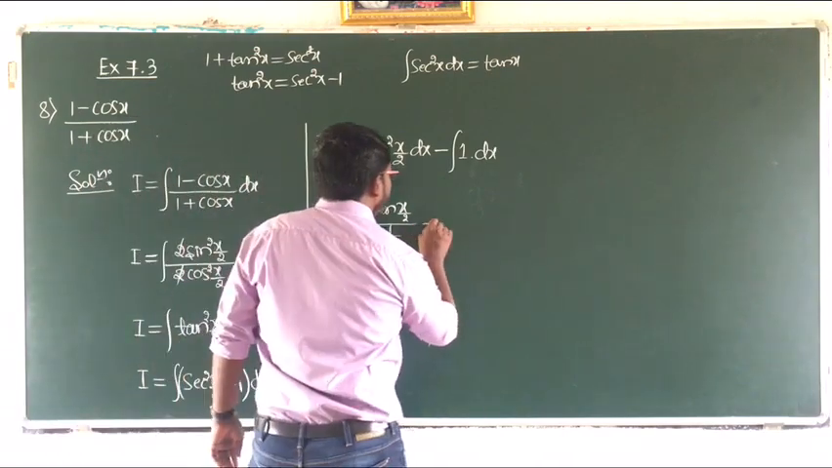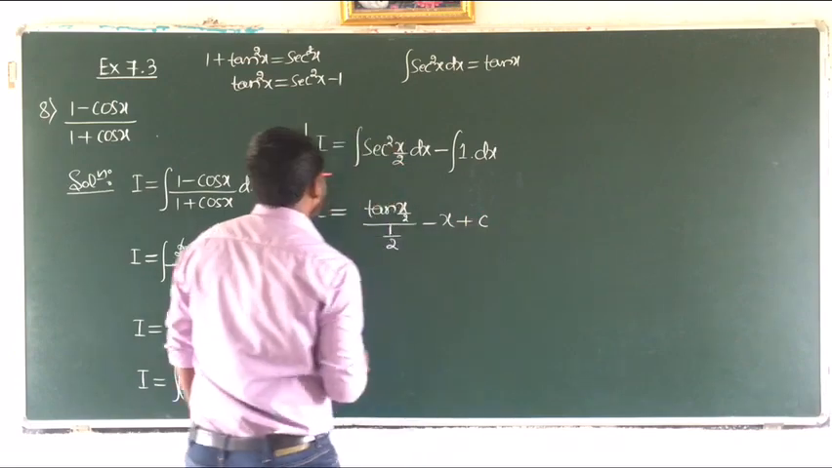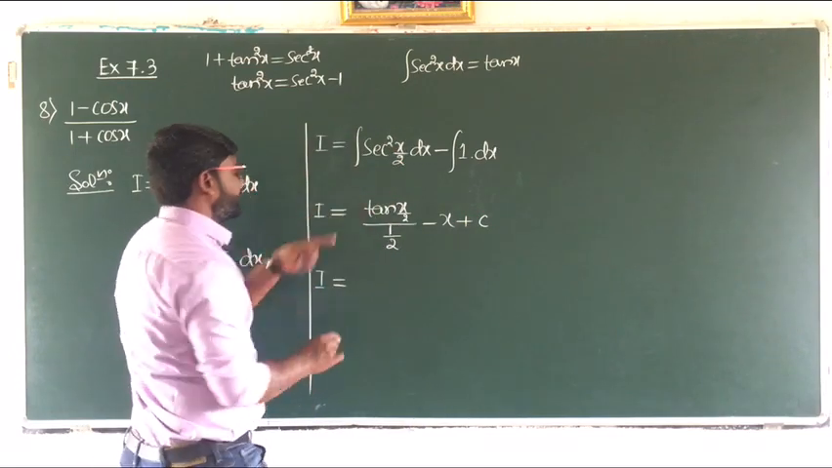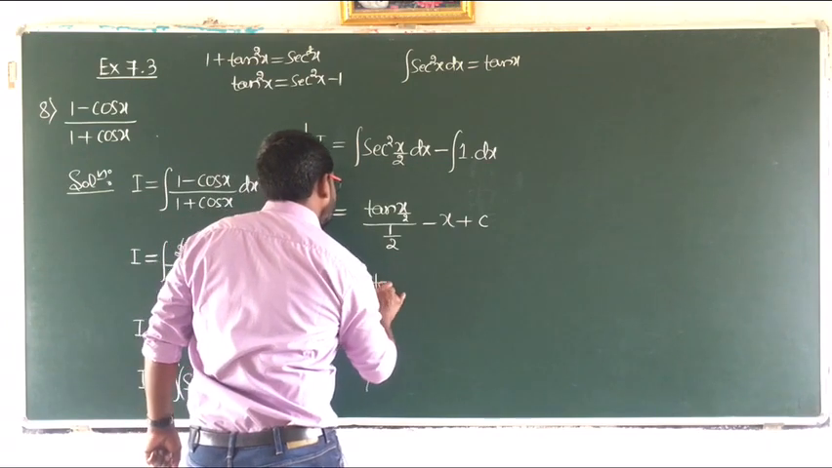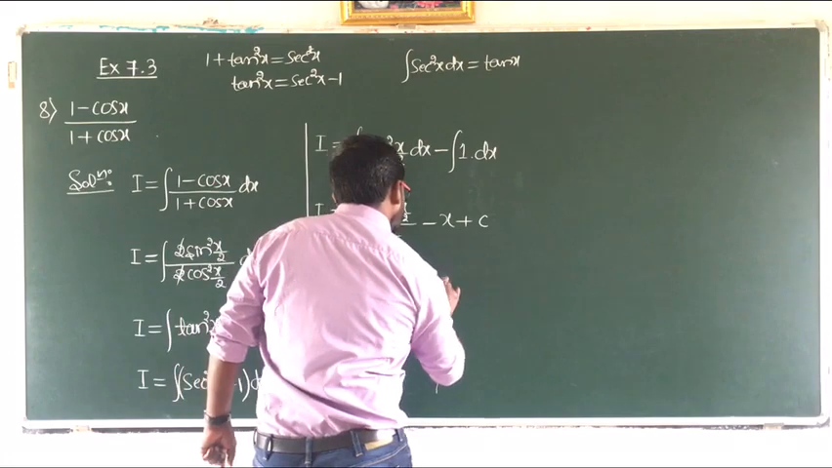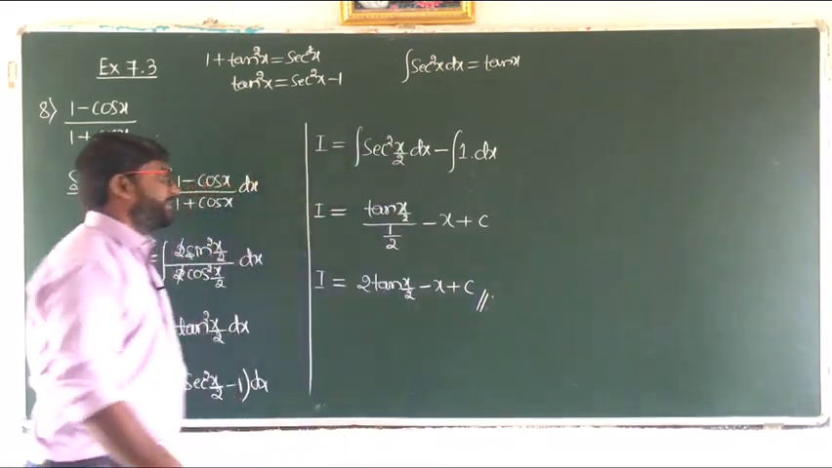Then minus, what is integration of dx? It is x plus c. So now I is equals to, this 2 goes to the numerator. We get 2 tan x by 2 minus x plus c. So this is the answer for the 8th problem.